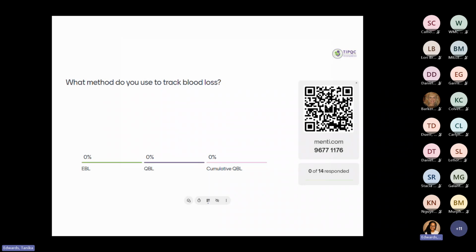And we'll just throw in one more Mentimeter. So what method do you use to track blood loss at your hospital? Are you using EBL, or are you using QBL, or are you doing the cumulative QBL where you're going through recovery as well? And so you can scan the QR code or go to menti.com and type in that code.